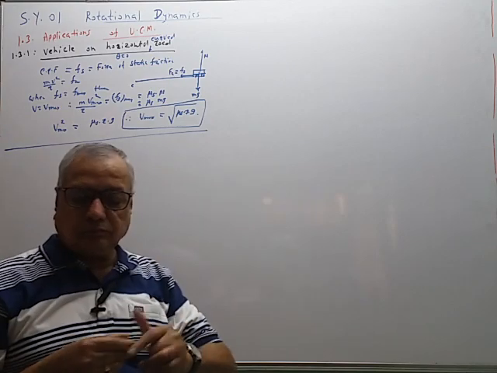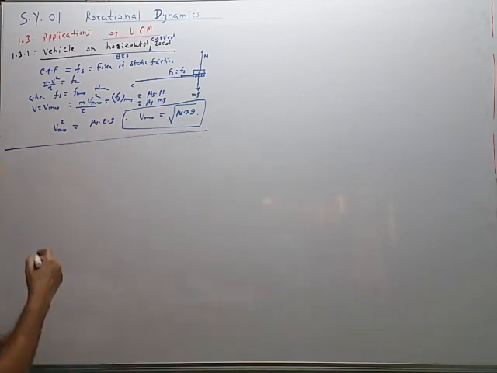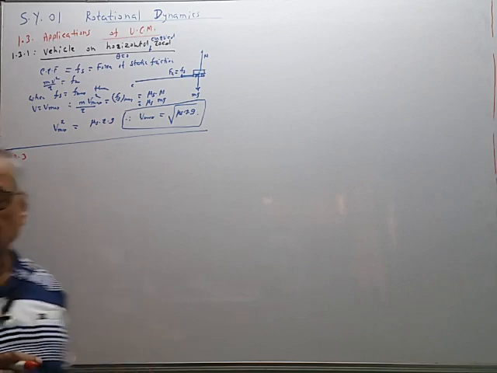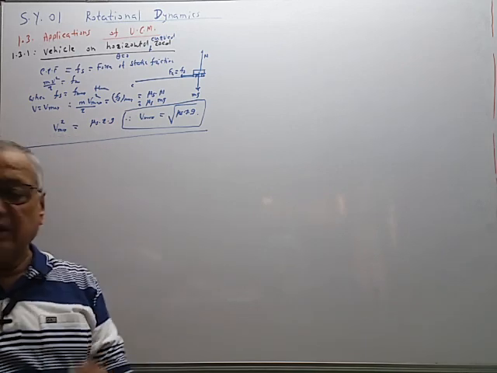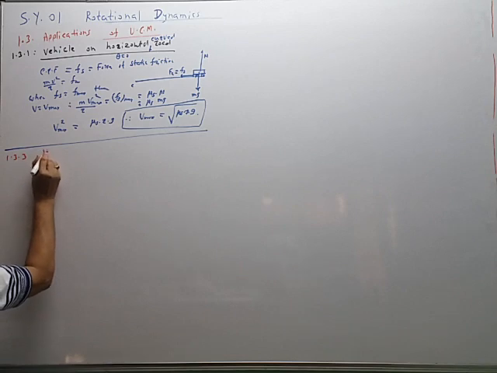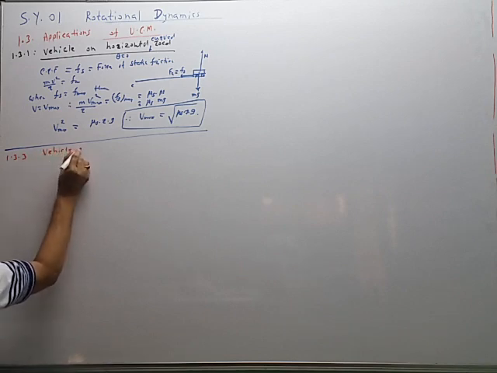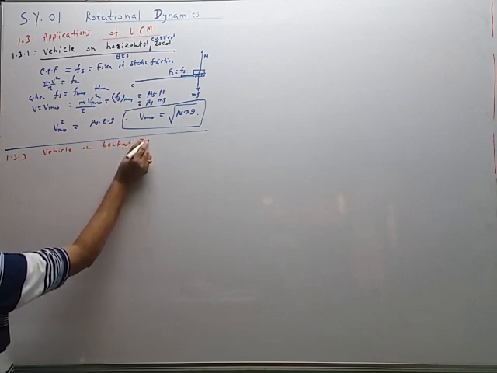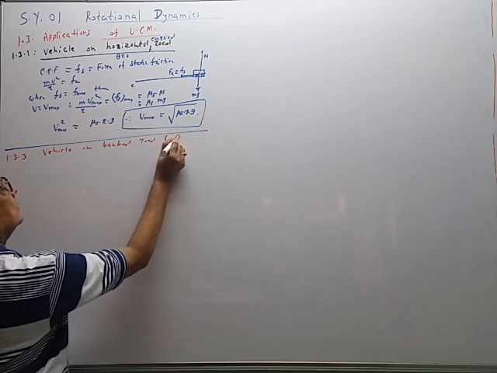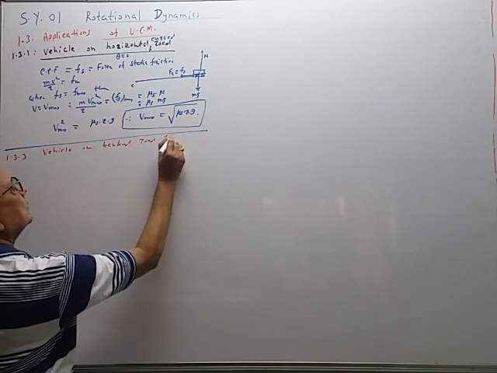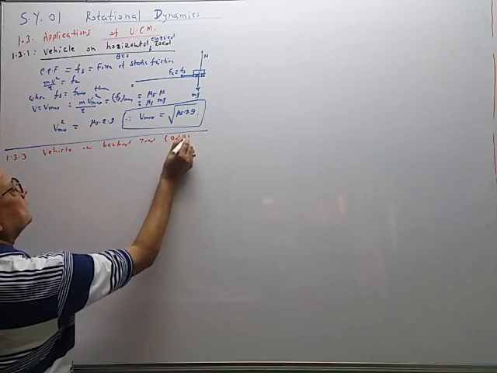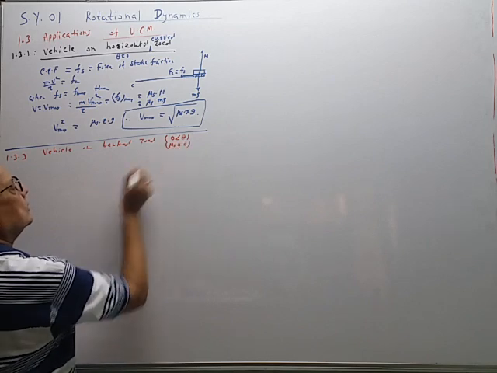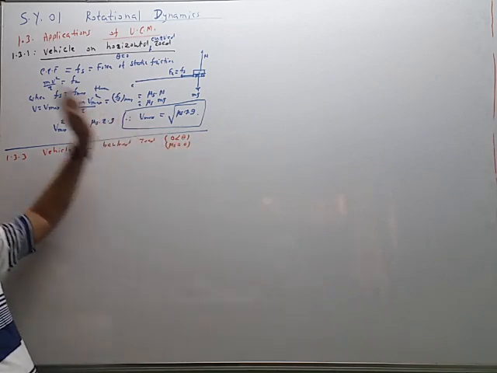Now one more case we have derived, 1.33: vehicle on a banked road. That is, theta is greater than 0 and mu s, coefficient of static friction, is equal to 0. No friction. The road is banked but no friction.